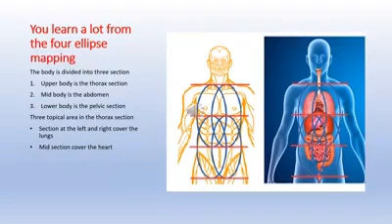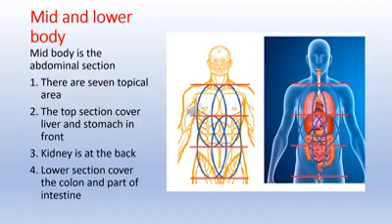The thorax is divided into three sections, so you can see that the lungs are at left and right, and the heart is in the middle. This is for the thorax. Then the mid and lower body. The mid body is the abdominal section, or we also say the abdomen, and there are seven topical areas, because of the four ellipses. You get seven areas, and you can see the two big ones look like eyes.